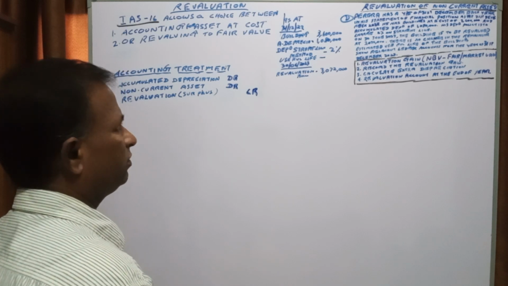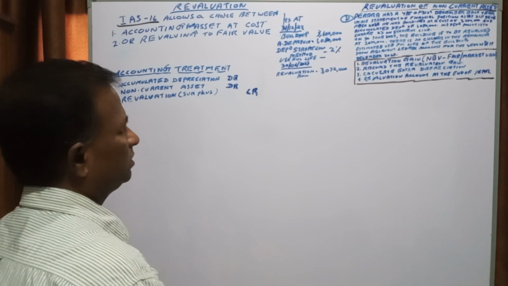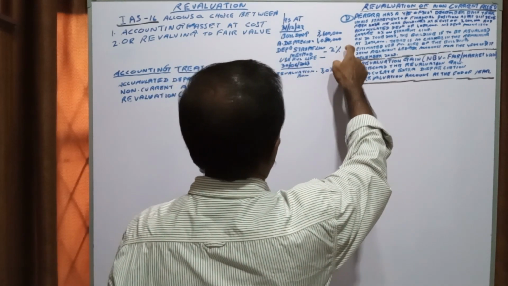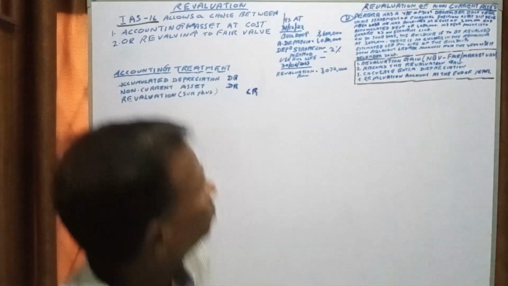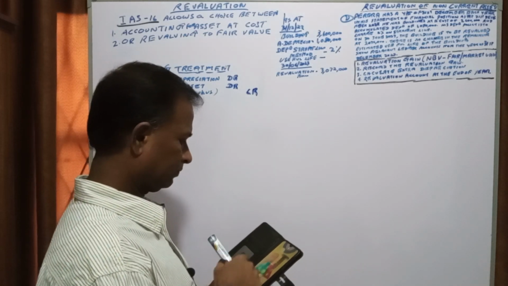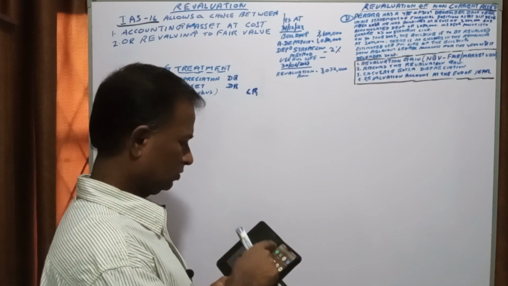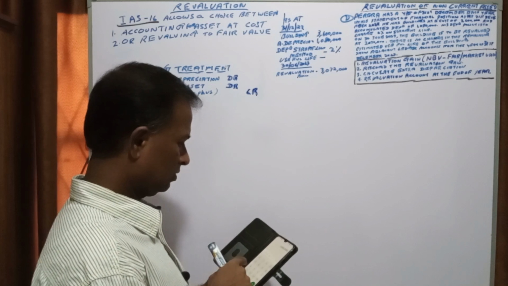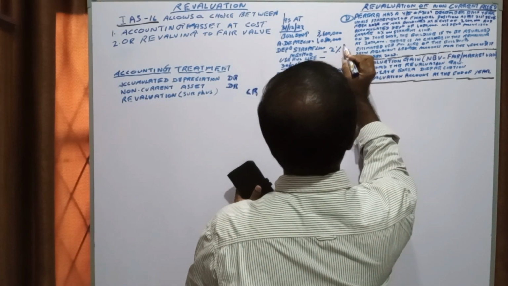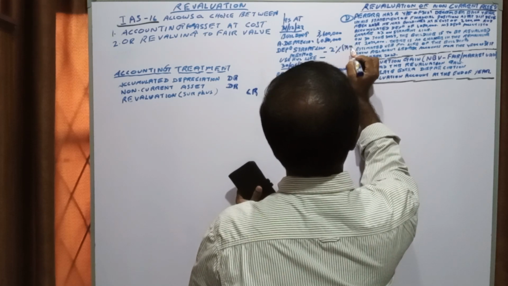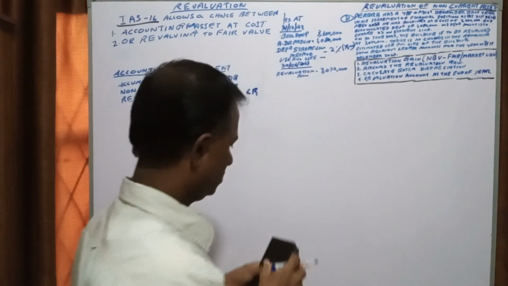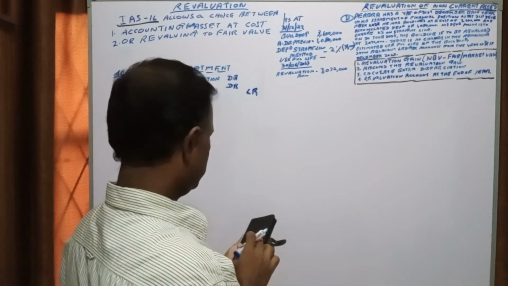Before going to that, we have to calculate the useful life. Before calculating the useful life, you have to calculate the depreciation amount. 2% in the sense of straight line method, that means on 3,600,000 you are applying 2%, which is 72,000. So the useful life you can calculate.